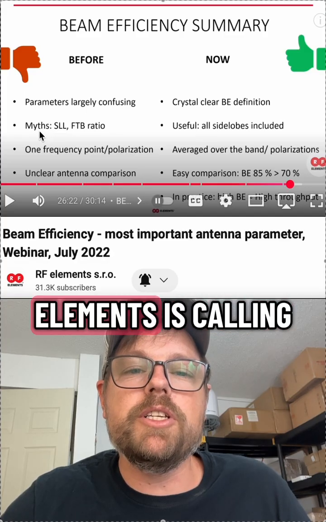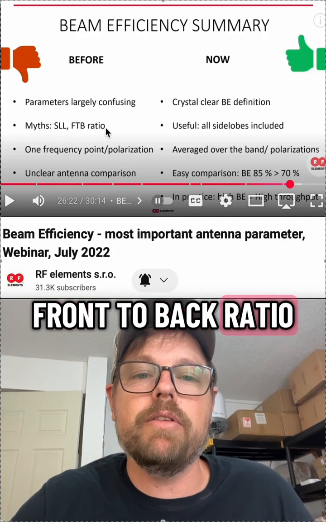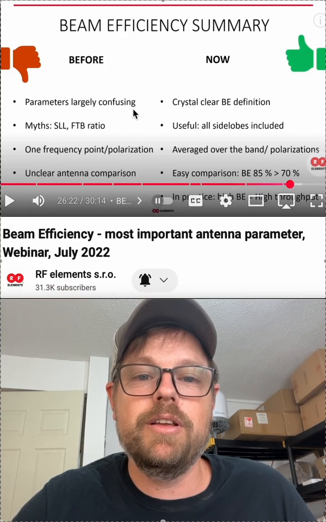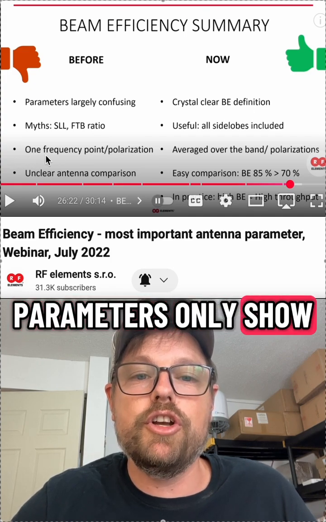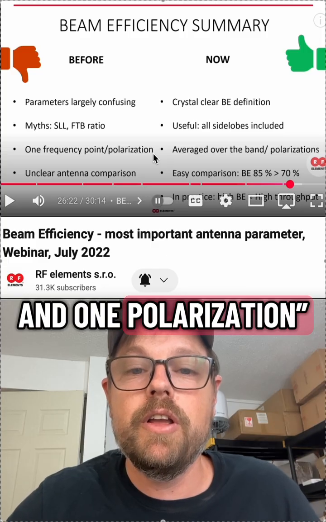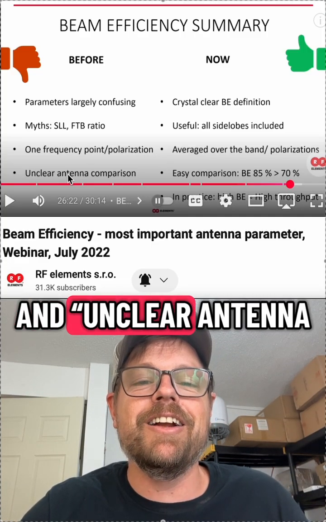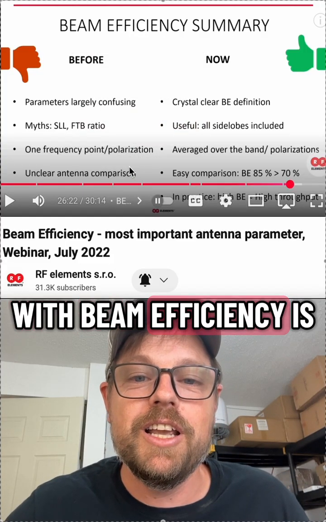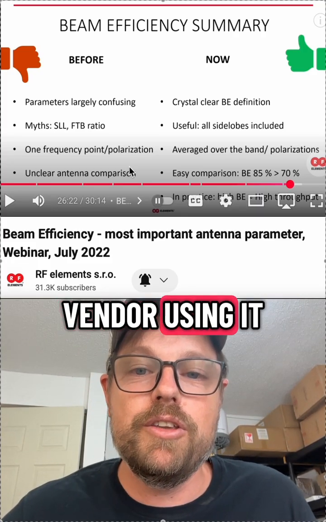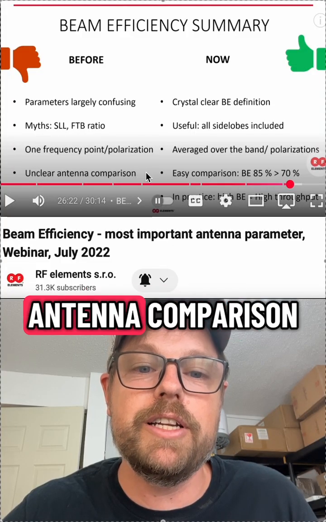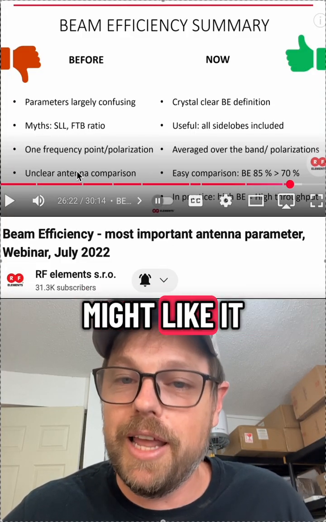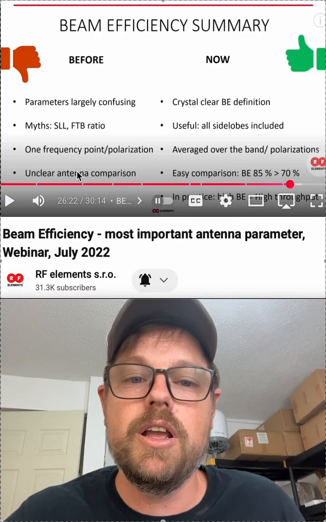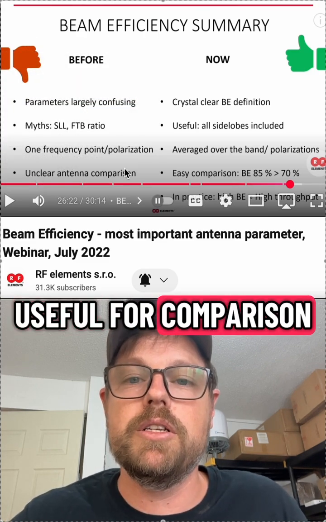So notice RF Elements is calling side lobe level and front to back ratio myths, saying parameters are largely confusing, saying that antenna parameters only show one frequency point and one polarization. False. Saying unclear antenna comparison. Also false. In fact, the whole problem with beam efficiency is RF Elements is the only antenna vendor using it. So it's not useful for antenna comparison, although RF Elements might like it to be, although RF Elements claims they know the beam efficiency of other antenna vendors. It is not useful for comparison.